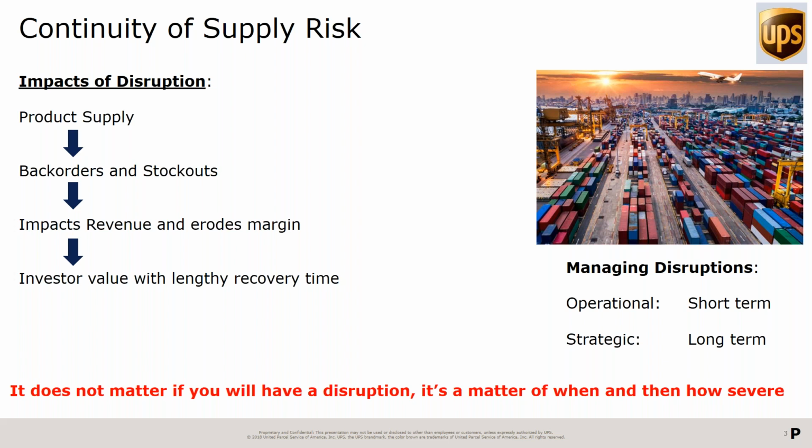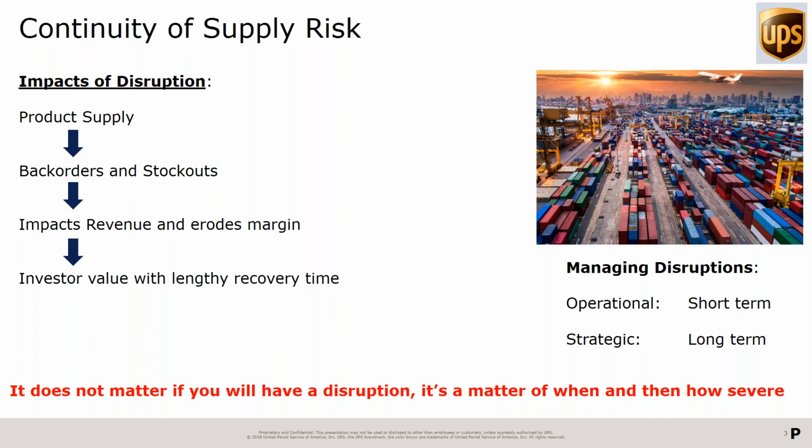The impacts of disruption can really be measured along the timeline. The longer the time the disruption prevails, the more impact it would have for the business. So it starts with the short supply of the product, leading to back orders or stockouts, then impacting the revenue and eroding the margin, and then finally ramifications with investor value with lengthy recovery time.